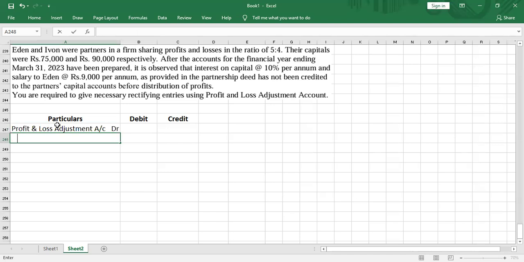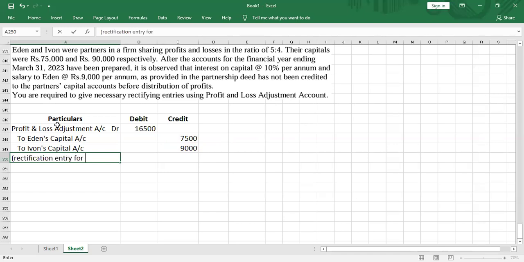Debit to Eden's capital account, to Ivan's capital. And the amount of interest on capital is what, my dear children? 75,000 into 10%, 90,000 into 10%. The total will be 7,500 plus 9,000, 16,500. Rectification entry for interest on capital.